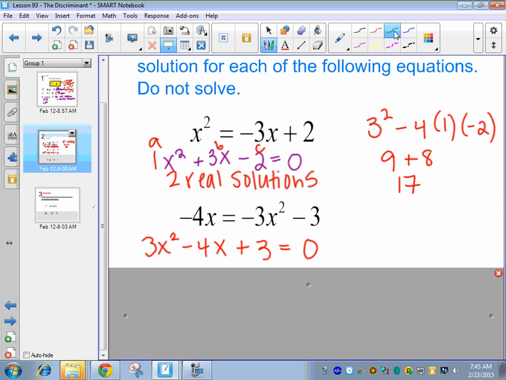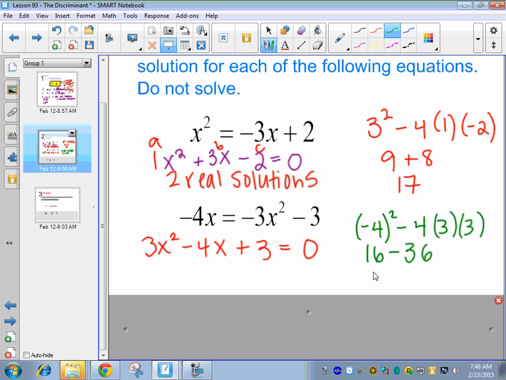Then we're going to do b squared minus 4ac. So b is negative 4. Use parentheses when you plug it in, when you have a negative. Minus 4 times a, which is 3, times c, which is 3. So negative 4 squared is positive 16. And then I have 4 times 3 times 3. What's that? Okay, 36. So what's 16 minus 36? Negative 20. Okay? So anytime we get any negative number, what does that mean?